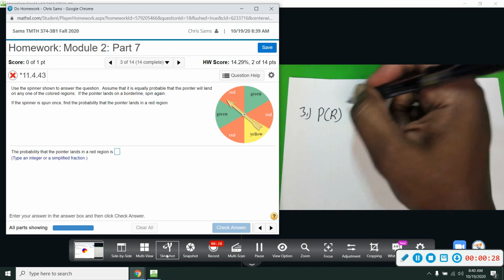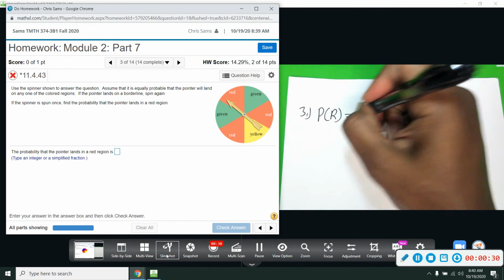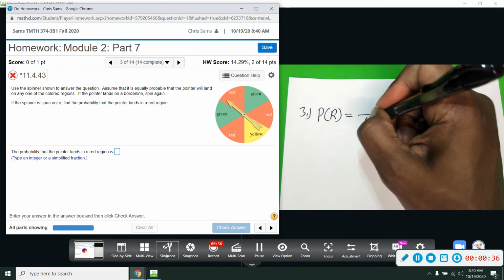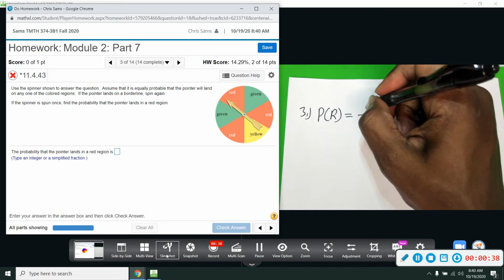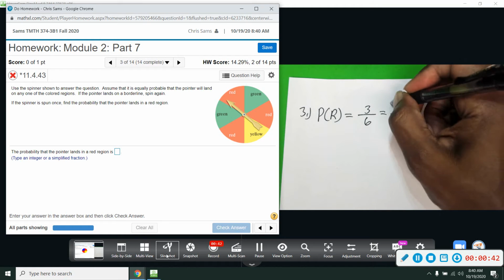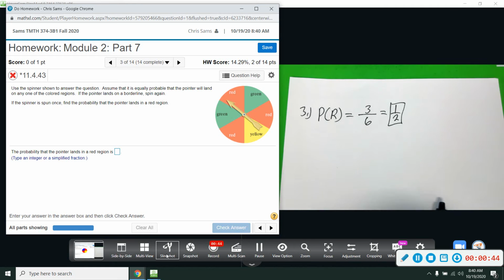P stands for probability, R is red, and I'm going to count the number of spaces. 1, 2, 3, 4, 5, 6. So there's 6 spaces total. 3 of them are red. This reduces to 1/2. So half the time we would expect this to land on red.